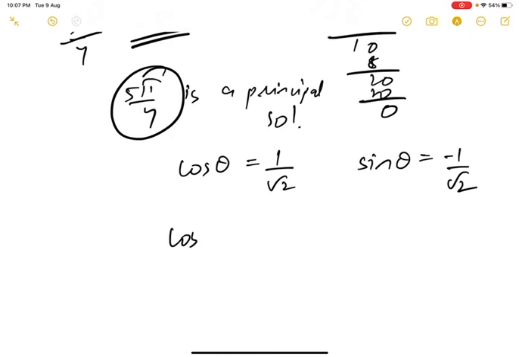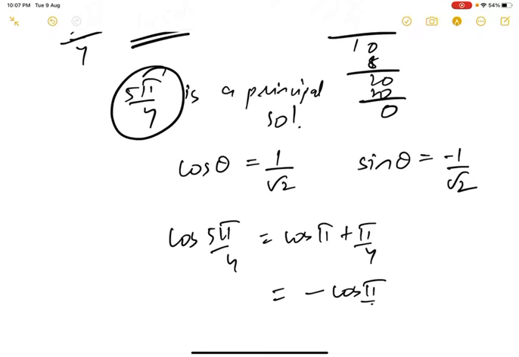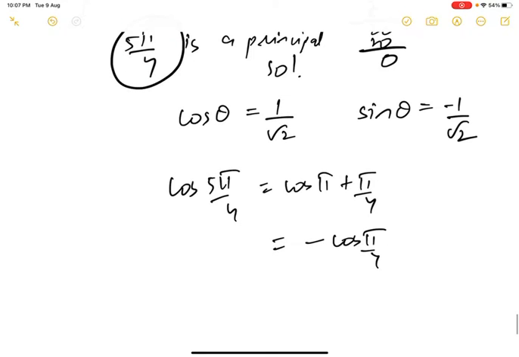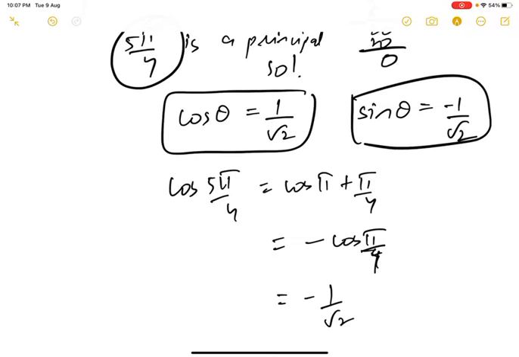Now cos of 5 pi by 4 is nothing but cos of pi plus pi by 4. But we know cos of pi plus pi by 4 is nothing but negative cos of pi by 4. You can use the cos a plus b expansion formula. You can try to find that, and this will be negative 1 by root 2. So it will satisfy the second condition, but it will not satisfy the first condition. So 5 pi by 4, even though it's a principal solution, I cannot take it.